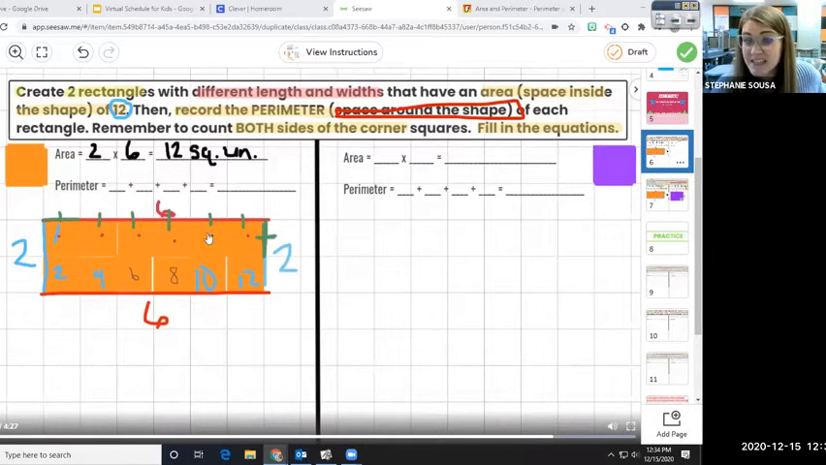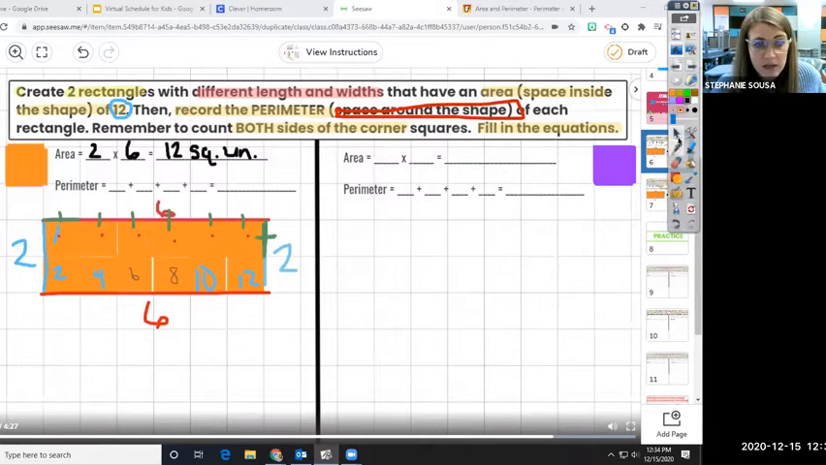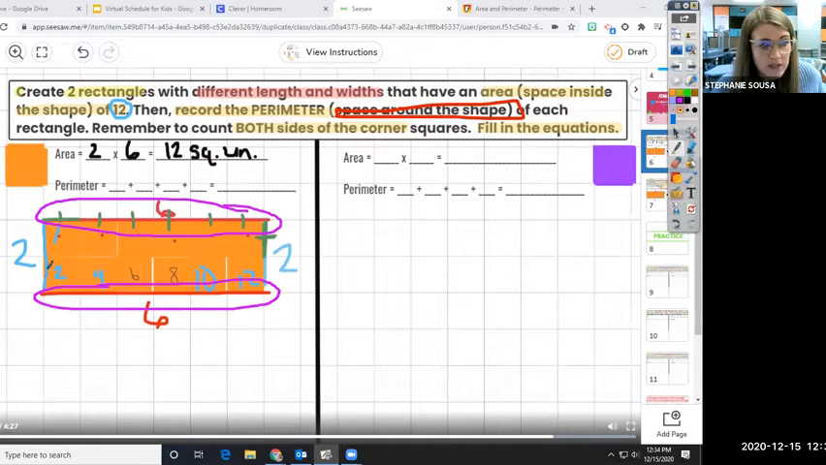You just told me what's inside, right? So you've got to count those outside edges, okay? Because remember, if you only count the squares, you're only telling me you're going to put a fence here and you're going to put a fence here because that's the squares that you counted. You didn't count the sides over here.